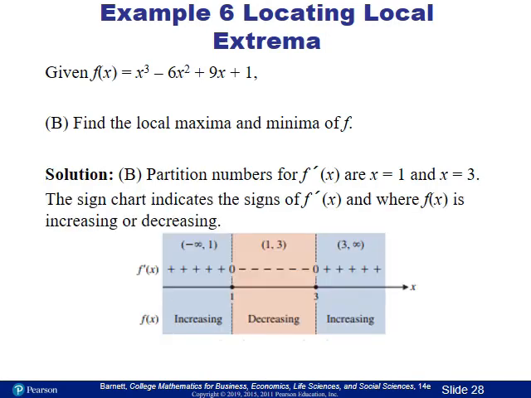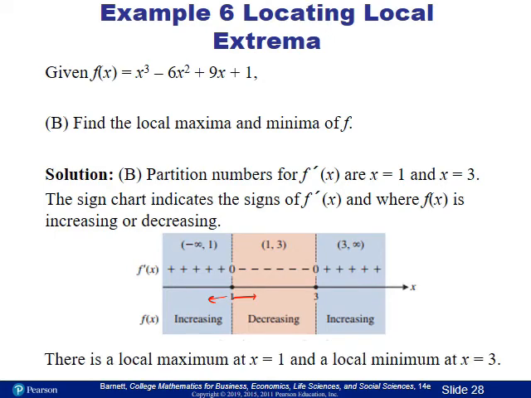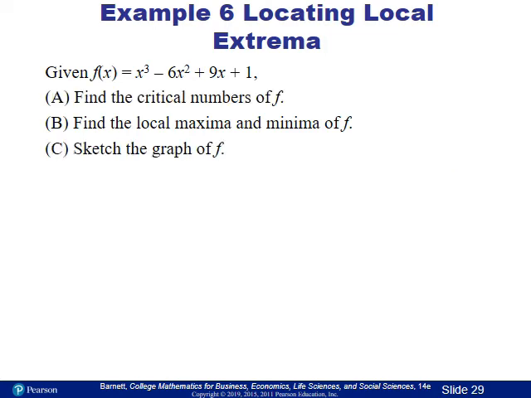When we make this sign chart, as I have already explained, how do we make this sign chart? We substitute numbers before 1. We have chosen 0 and after 1 we have chosen 2, and we saw that it was like this. So there is a local maxima at x equals 1 because f dash of x is first positive then negative. So local maxima at x equals 1 and then local minima for 3.